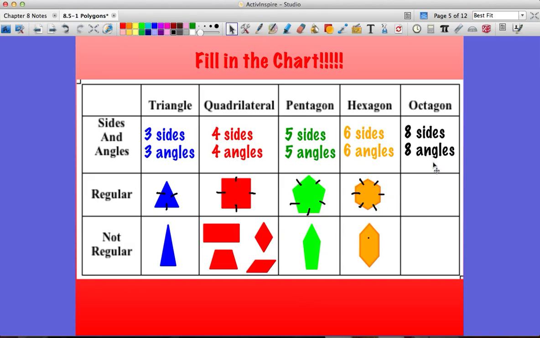Last but not least, we have the octagon, which has 8 sides and 8 angles. And we will use our congruency lines. And an irregular octagon. Pause at any time that you need to make sure you get everything drawn into your notes.